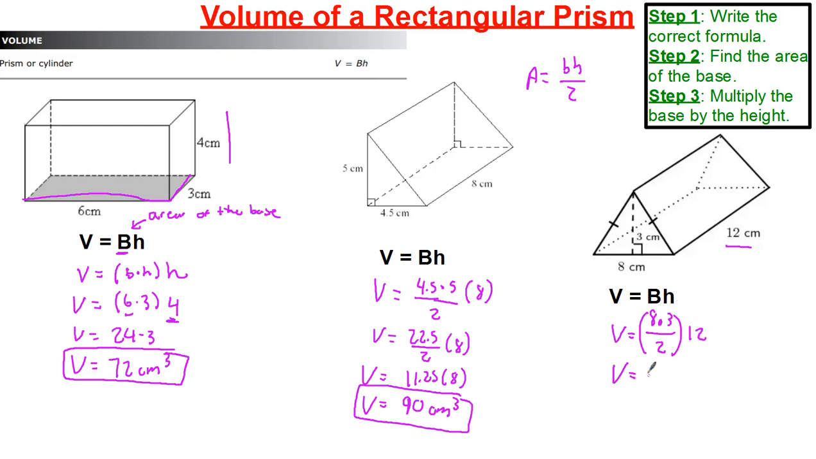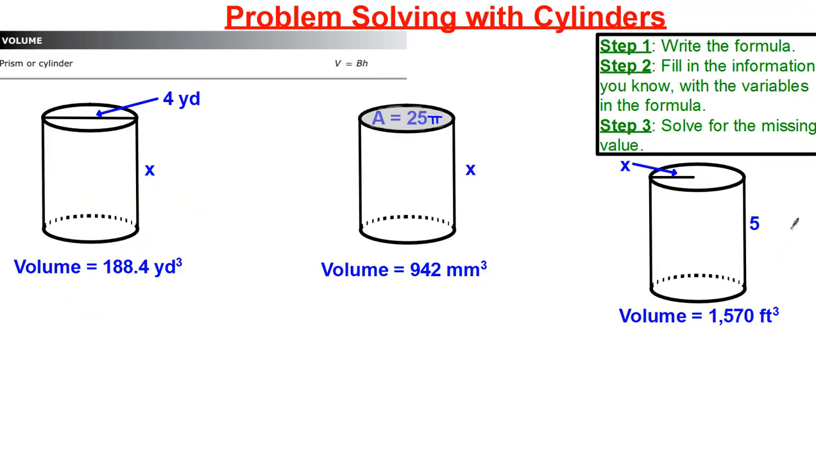So 8 times 3 is 24, multiplied by 12. So 24 divided by 2 is 12. 12 times 12 is going to be 144 centimeters cubed. Okay, so that would be the volume of that. Now, let's go ahead and take a look at cylinders, at problem solving. Say for instance you're given the area and you need to figure something else out. We're going to go ahead and use the formula in order to work backwards here.